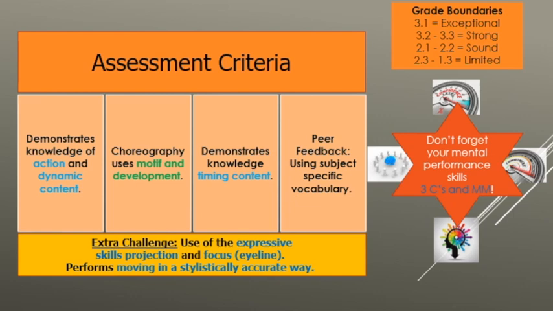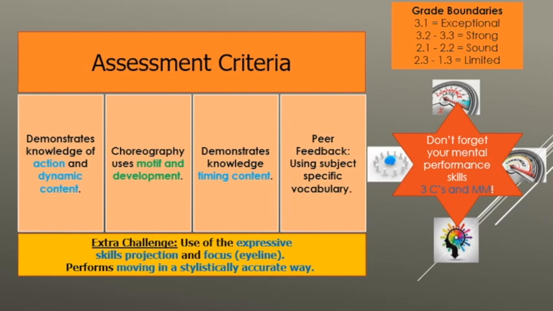So remember, the words in blue are performance skills and the words in green are choreography skills. You will then also be assessed on the ability to give peer feedback using subject-specific vocabulary. The extra challenge is to use the expressive performance skills, projection, so the energy in your performance, and also the use of focus, so where your eyes are looking, and also being able to perform in a stylistically accurate way, so specifically looking at contemporary technique and how you should be performing in this way.